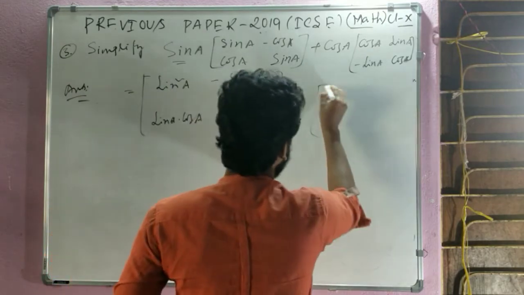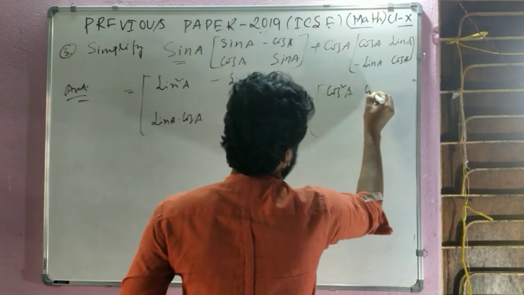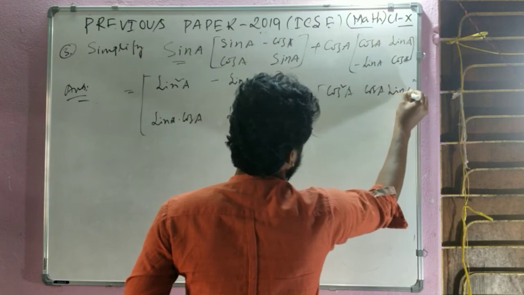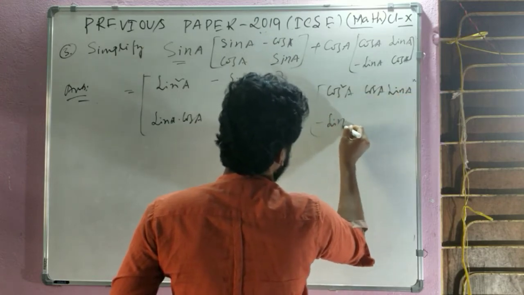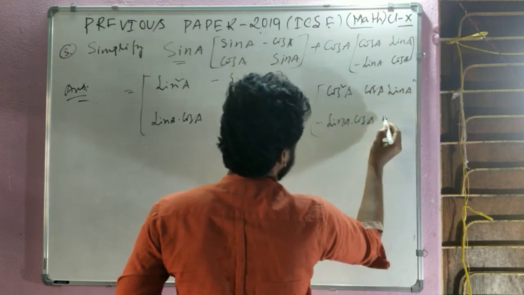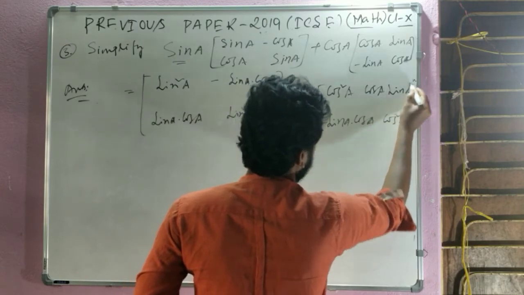Next, cos square A, cos A sin A, minus sin A into cos A, that means cos square A.